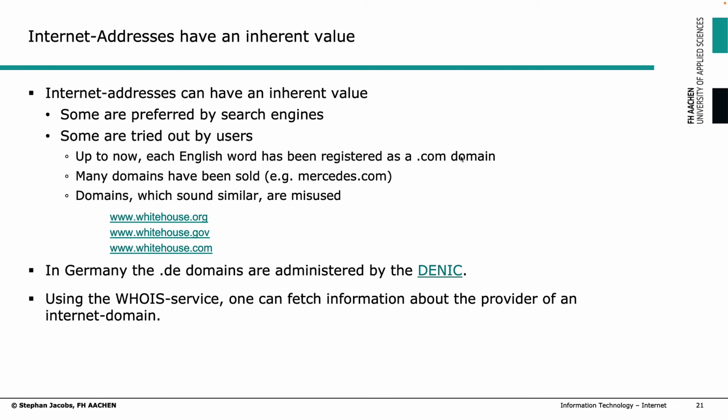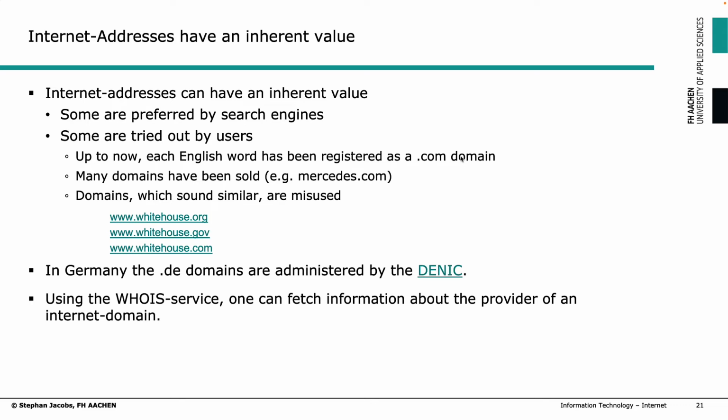Unlike telephone numbers, at least in Germany, internet addresses have an inherent value. For example, if you have this internet address pizza.com, probably there are many people who are hungry for a pizza who simply type it in. And if you do not have an address with pizza in its name, then it will probably be a little bit problematic to get people to your internet account.